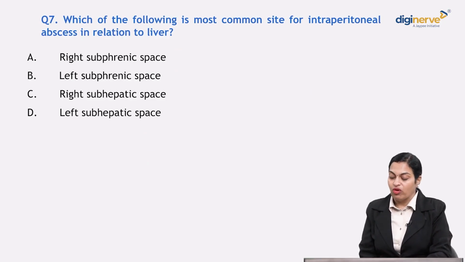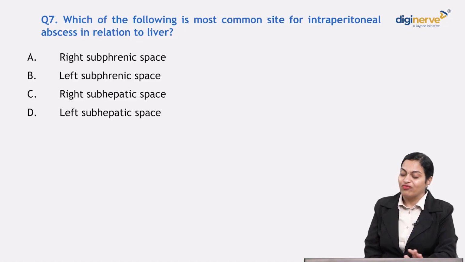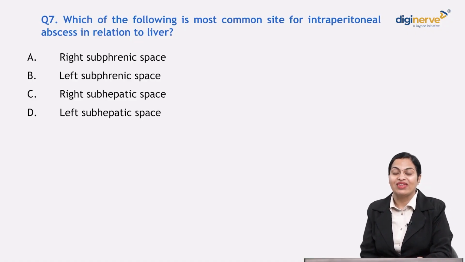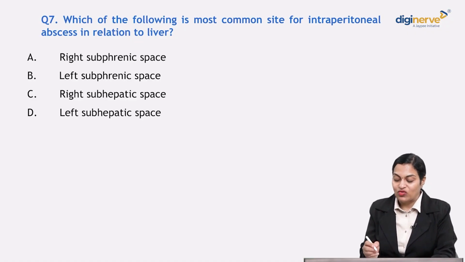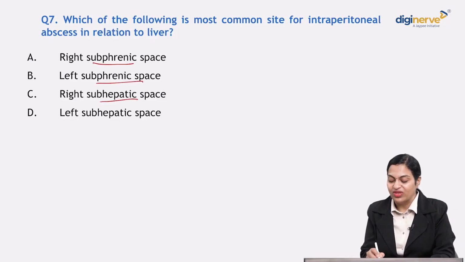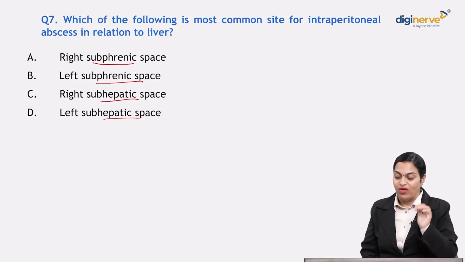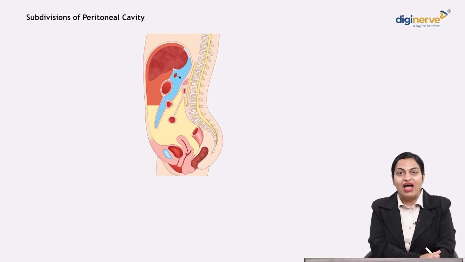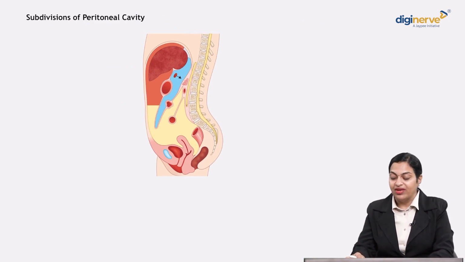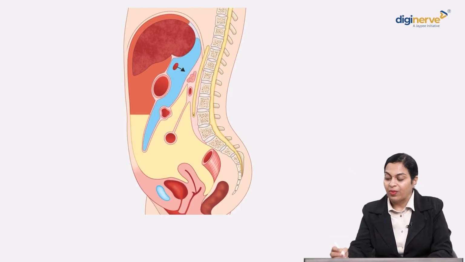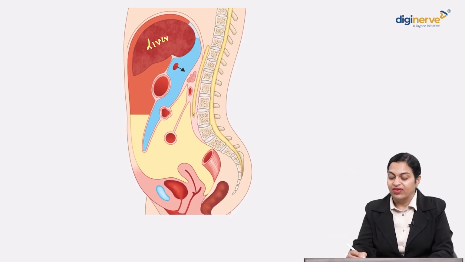Which of the following is the most common site for intraperitoneal abscess in relation to the liver? So please don't get confused with these terms. It is very easy. Come on, let's do it. The peritoneal cavity as such can be divided into two, isn't it? This is the liver. This is the stomach.